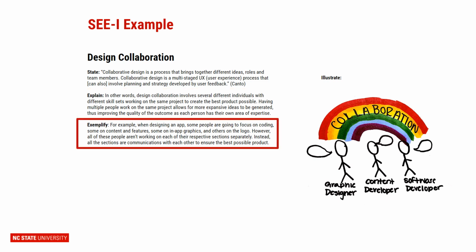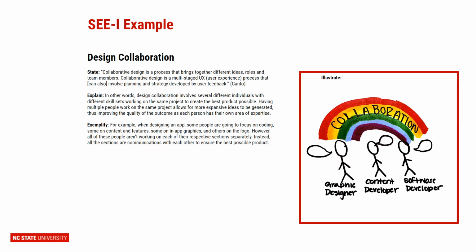The student then gave an example of designing an app where some people are going to focus on coding, some on content, some on graphics, but communicating all to ensure the best possible product. The final illustration is a fun and aspirational interpretation, with the rainbow and each person on the collaborative team communicating with each other. This exercise can also help you as the instructor know when or where students are on or off the mark.